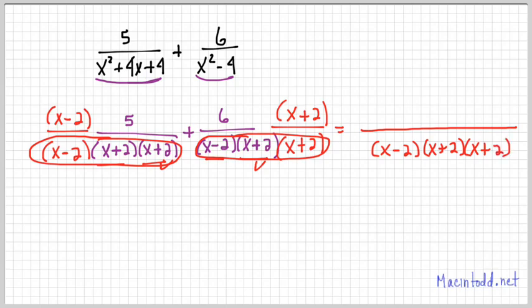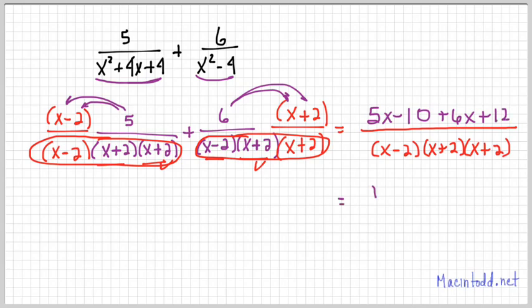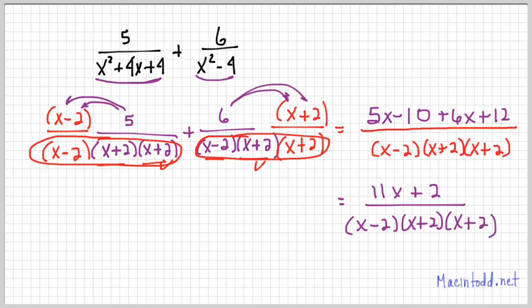All underneath, and we'll do a little distributing here as we write down the numerator. 5x minus 10. A little distributing here, 6x plus 12. Giving us a final result of 11x plus 2 all over x minus 2, x plus 2, x plus 2. And that is our final answer.